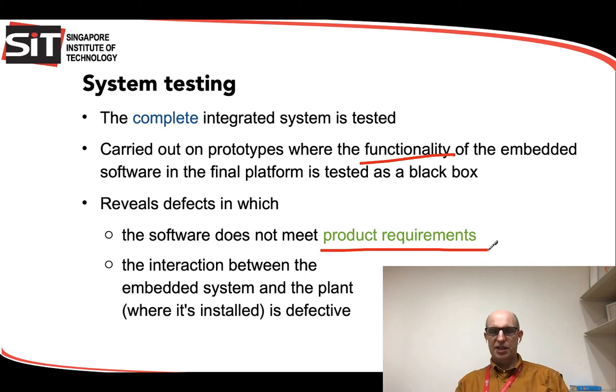For embedded systems, another thing is that the embedded system is going to be used somewhere. We tend to find problems where we put the embedded system in the place it's supposed to be used and find it doesn't fit or doesn't work properly, because we've made some assumptions about what's going into it or coming out from it, and these assumptions are slightly incorrect. The plant is the place where it's installed.